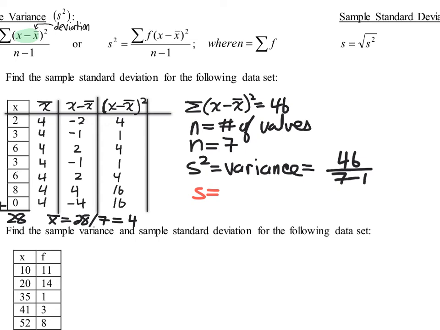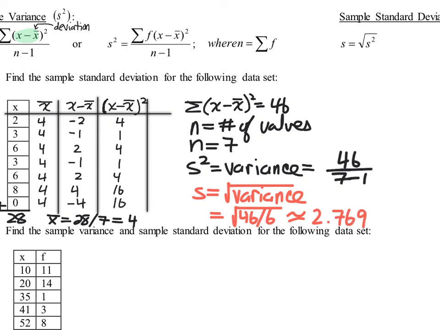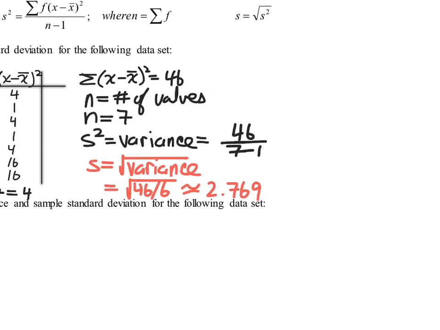So s is equal to the square root of the variance, which is the square root of 46 over 6. And that's where we get our approximate value. All right, so the square root of 46 over 6 is roughly 2.769. All right. And so that's our standard deviation, our sample standard deviation.